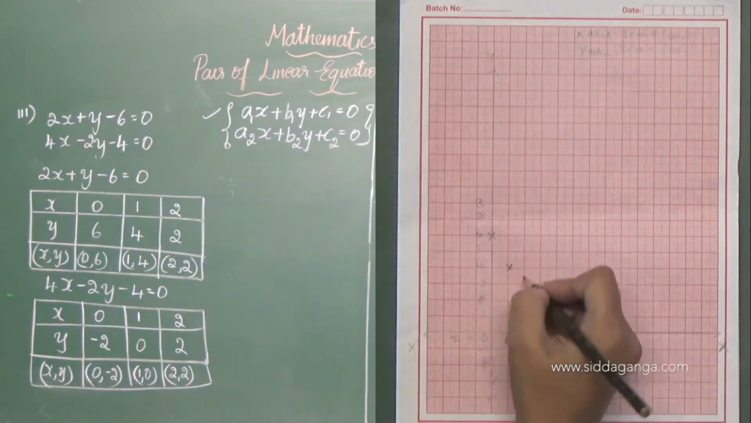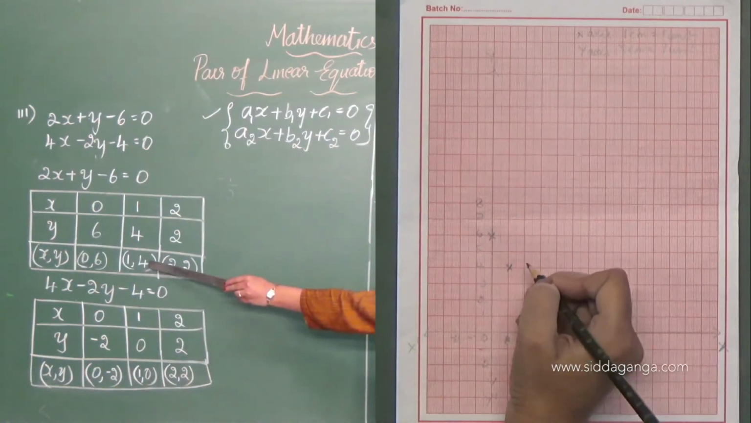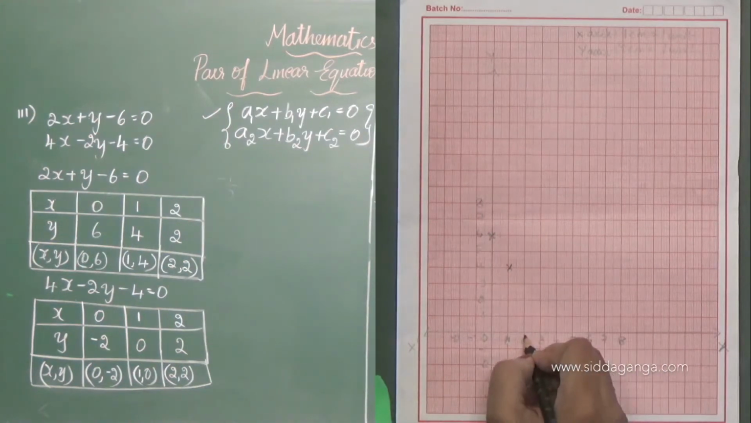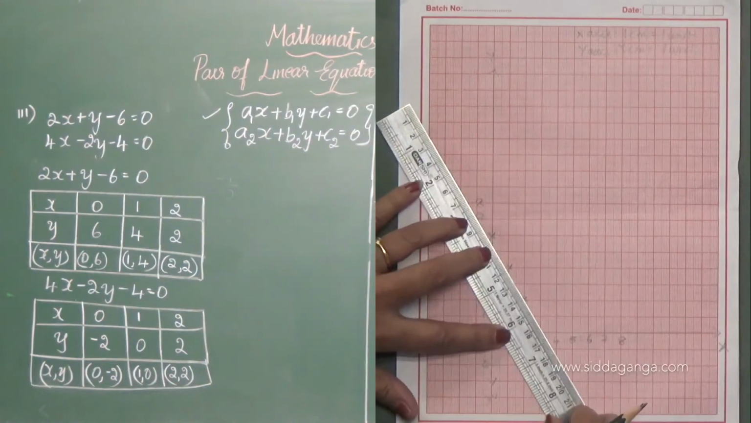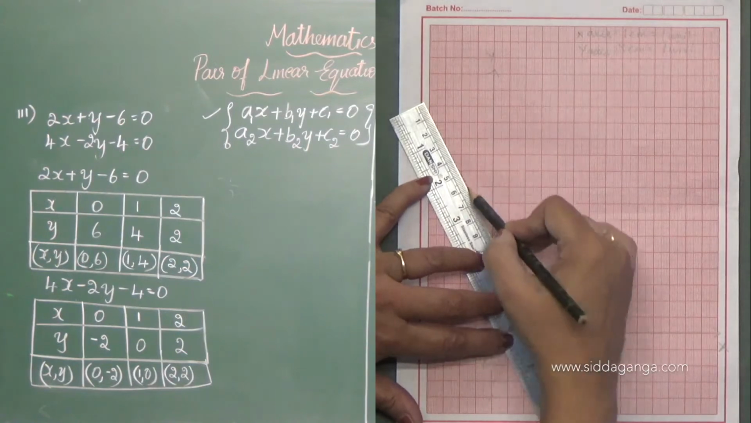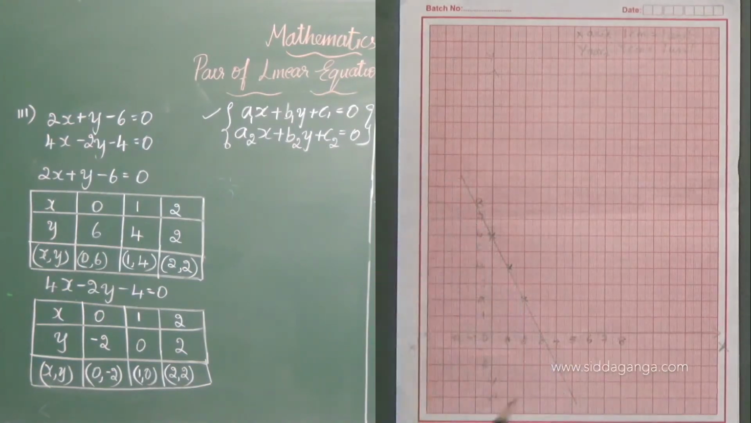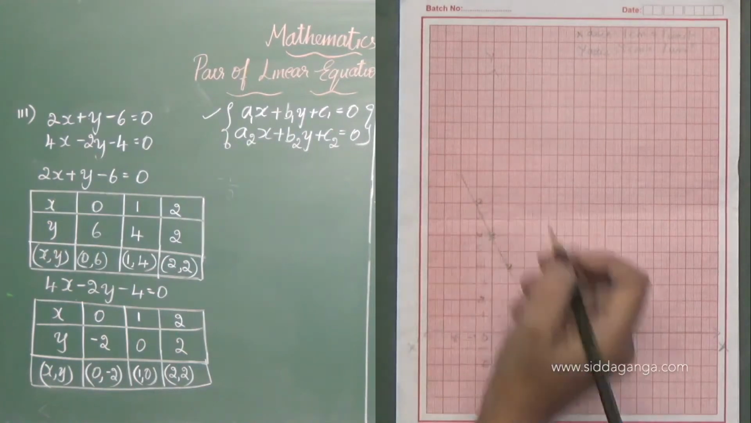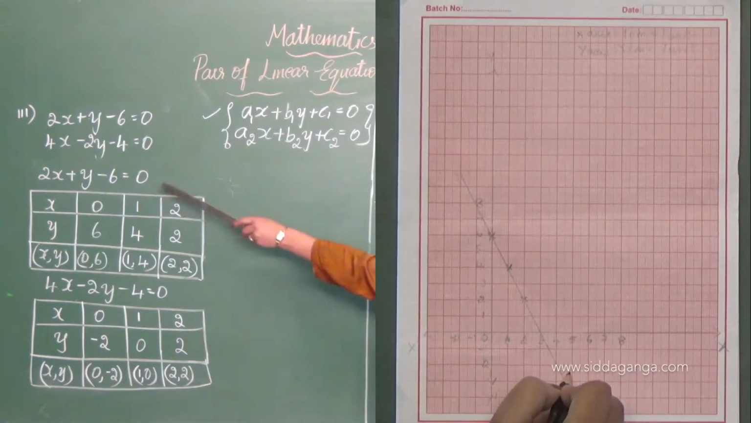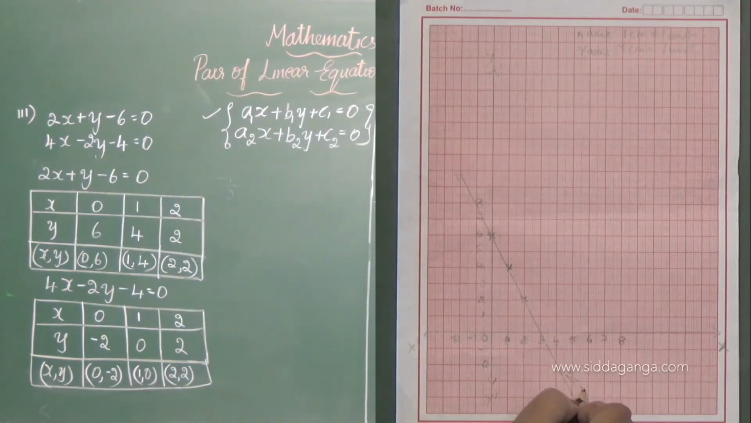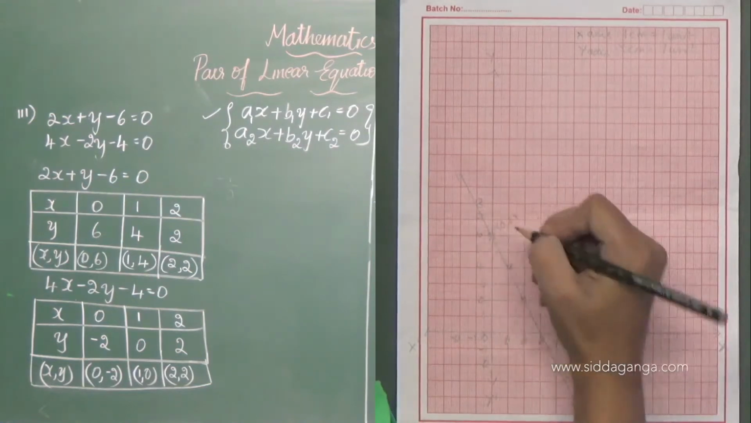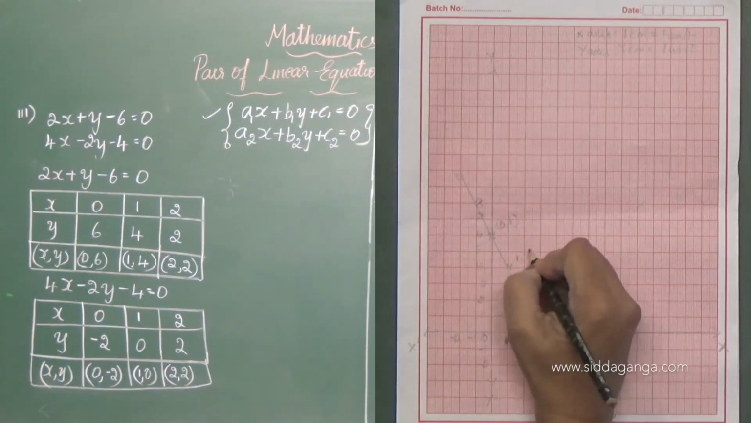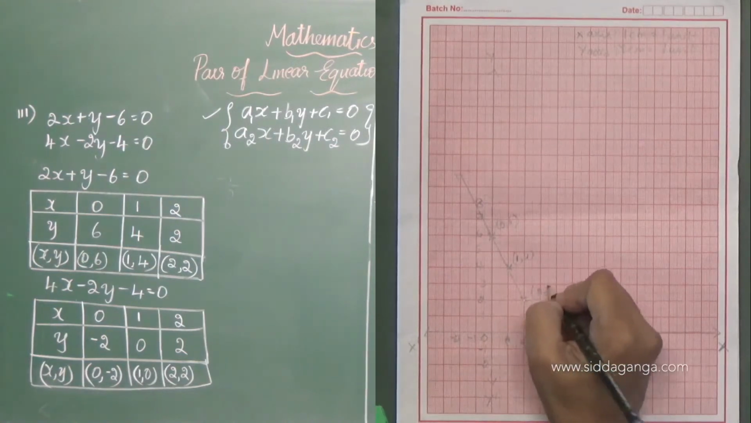Now second one, that is 1 comma 4. Next 2 comma 2. 2 comma 2 here. See, we obtained the straight line. So let us join these 3 points. Now you represent this, that is equation 2x plus y minus 6 is equal to 0, and the coordinates are 0 comma 6 and here 1 comma 4 and next one 2 comma 2.